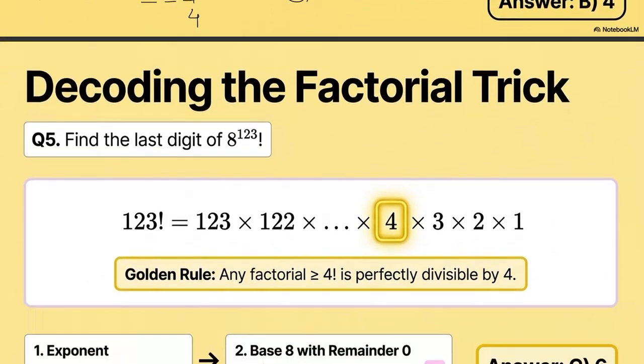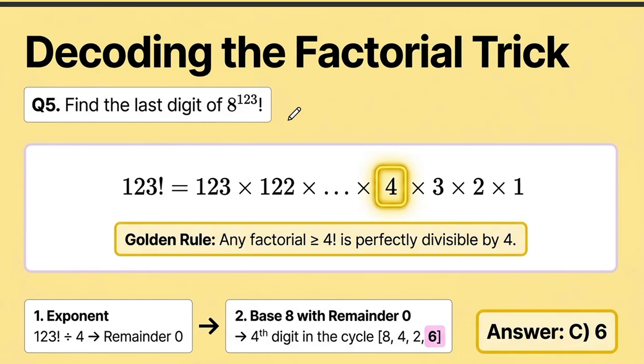Next question. Factorial one. We have to find the last digit of 8 to the power 123 factorial. Suppose you don't know what a factorial is. Let's say 3 factorial. 3 factorial means 3 multiplied by 2 multiplied by 1. We multiply, and that's the answer of factorial. Similarly, 4 factorial means 4 into 3 into 2 into 1, and so on. So we have 8 to the power 123 factorial.